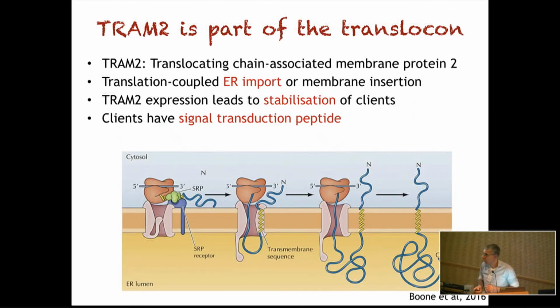Now, okay, I skipped what TREM2 is, but TREM2 is a translocating chain-associated membrane protein. It basically sits in the ER membrane and translocates proteins from the cytosol while they are translated. So it acts cotranslationally at the ER itself and moves membrane proteins from the cytosol to the lumen of the ER. This also promotes their expression and stabilization, and it depends on signal peptides. So the first thought was, okay, maybe this vimentin is one of the clients, but it's not. It doesn't have any signal peptide.